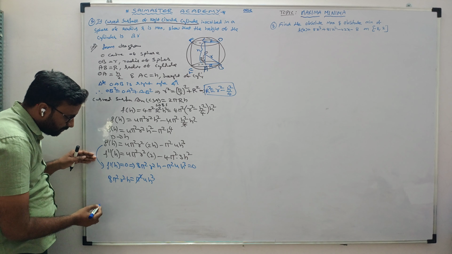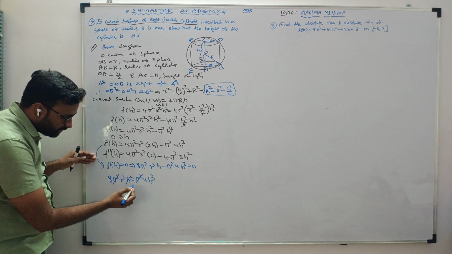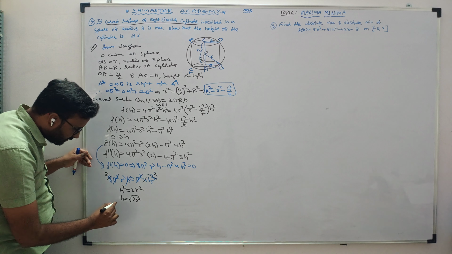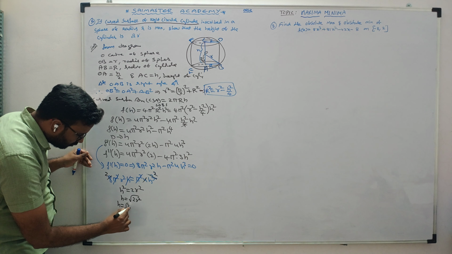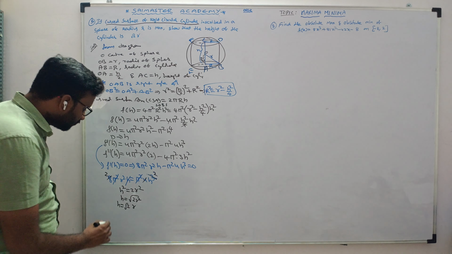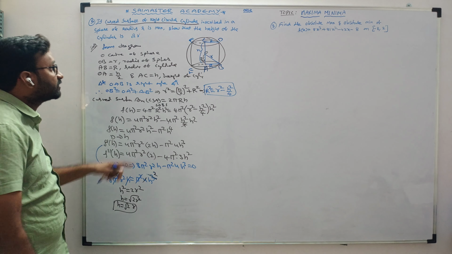So here pi square cancels, and h also cancels one time, two times left. 4 and 8 cancel, remaining 2r square here and only h square here, so h square is equal to 2r square. Then h is equal to root over 2r square, but the r square root will get cancelled, so h is equal to root 2 r. So one of the proofs is finished.